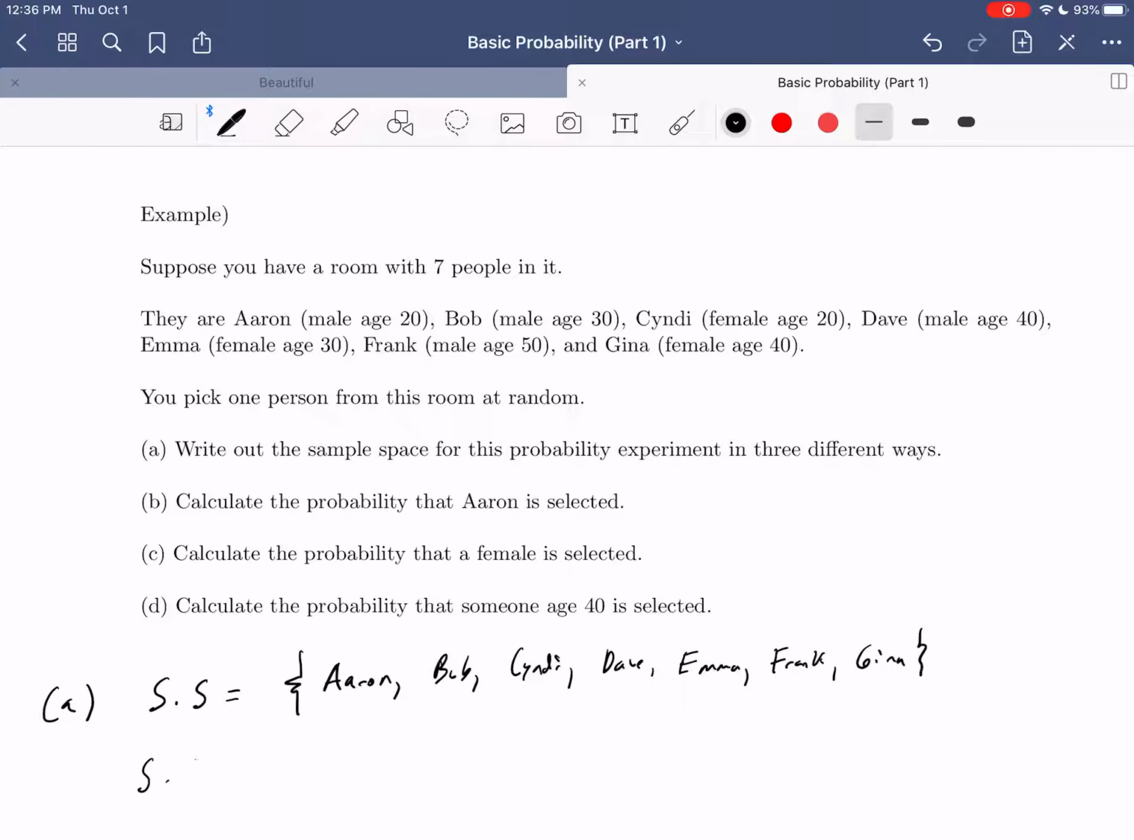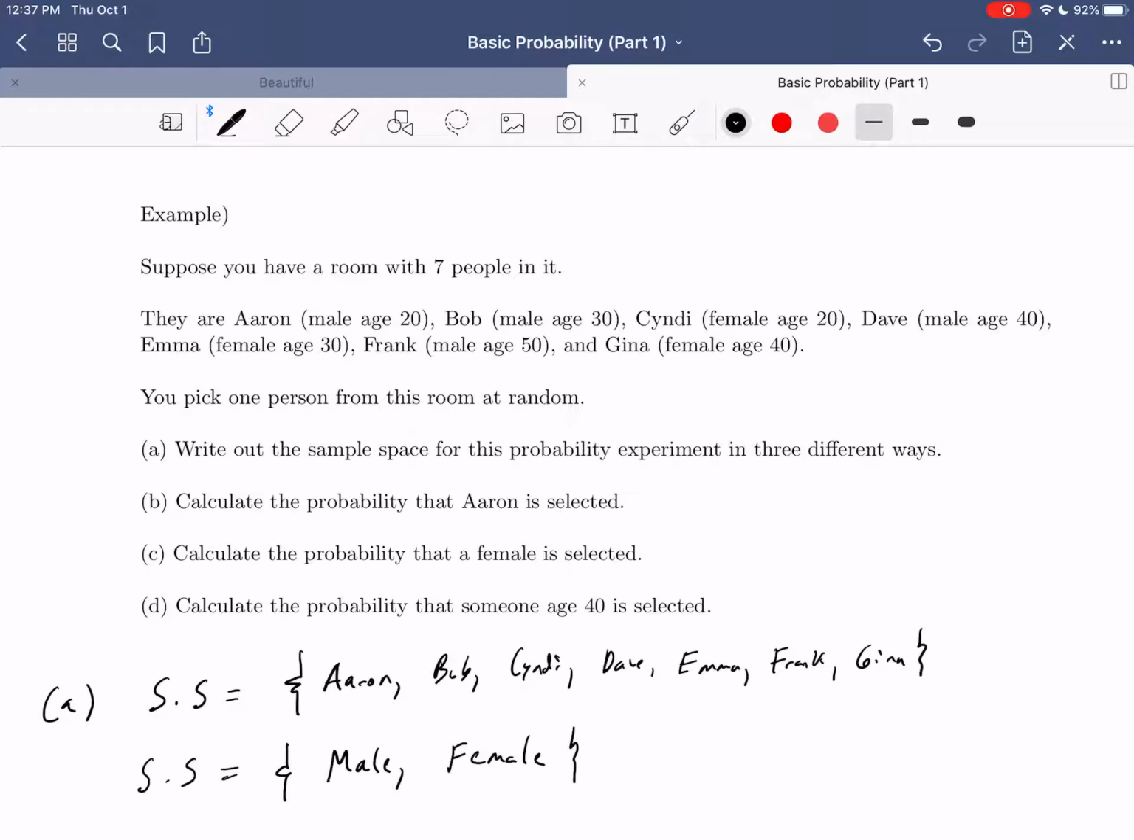But, of course, we might be more interested in focusing on one of their traits. So another way to view the sample space is, instead of caring about exactly which person it is, maybe you just care about the gender of the person you select. If you think about that, there are only 2 options for these people. So our sample space would be just male and female. That would be another way of viewing the sample space. You either pick a person who's male or you pick a person who's female.